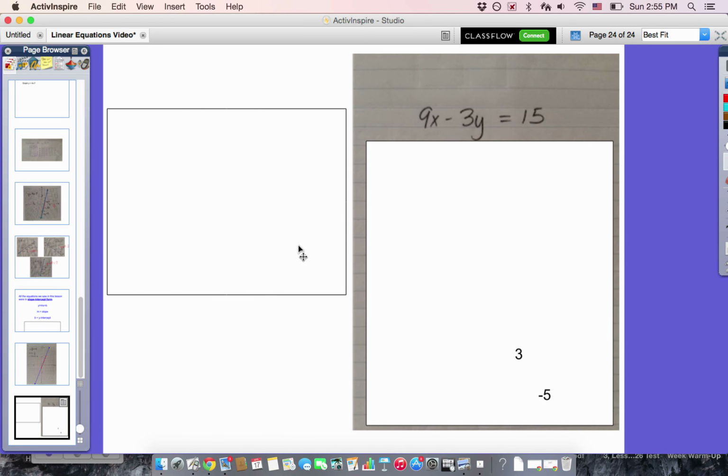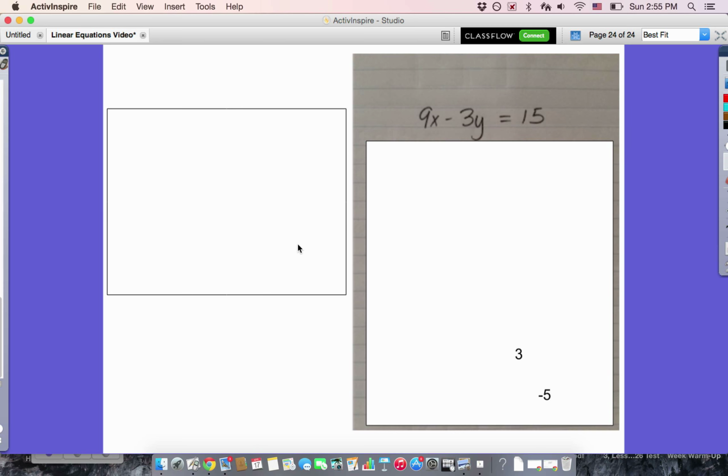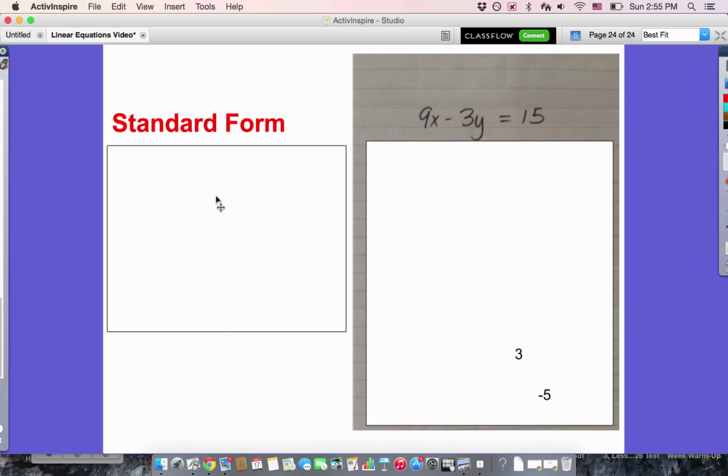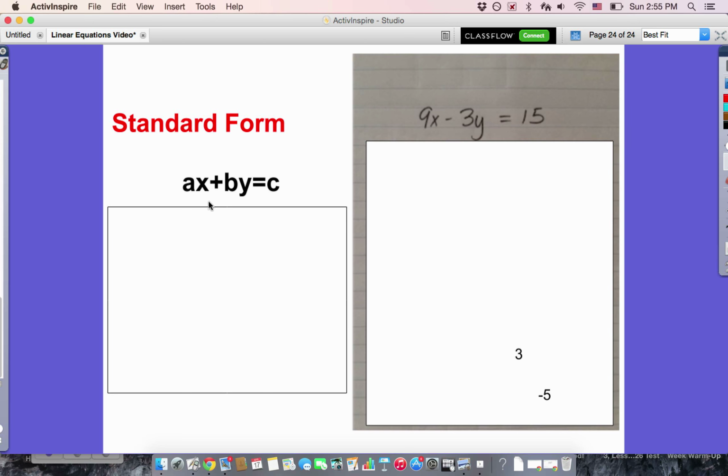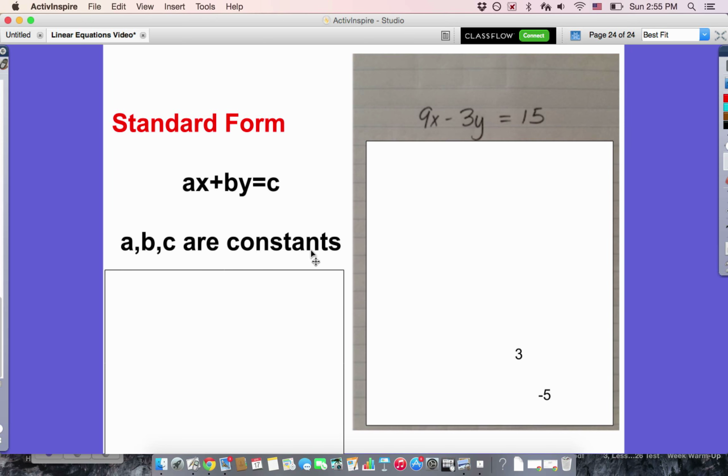Okay, so let's talk about how we would graph an equation if it wasn't written in slope-intercept form. So this form right here, where x and y are on the same side, and the coefficients in front of x and y are whole numbers, this is called standard form. Okay, so standard form is when it looks like this: ax plus by equals c. And a, b, and c are constants, or they're just numbers.